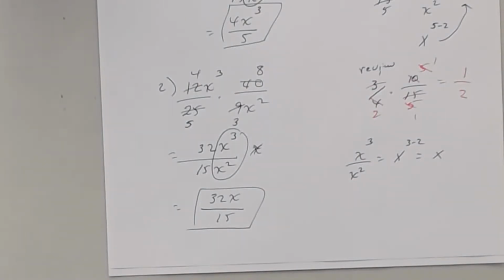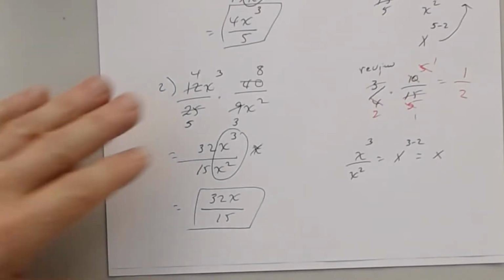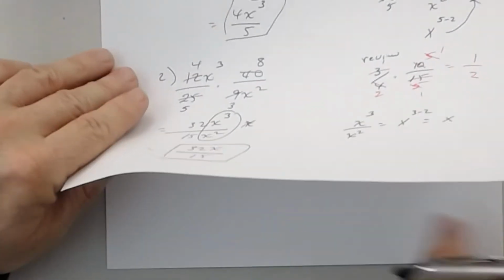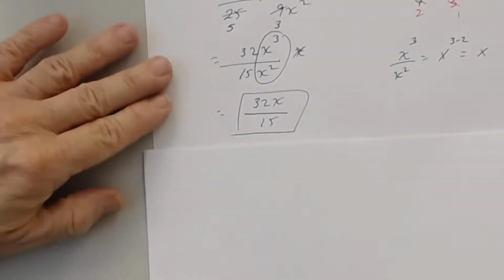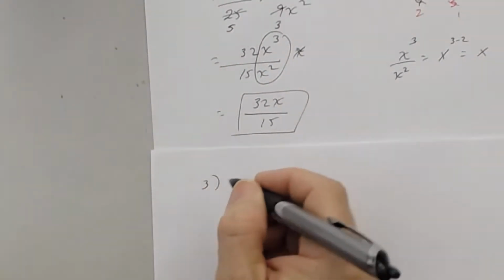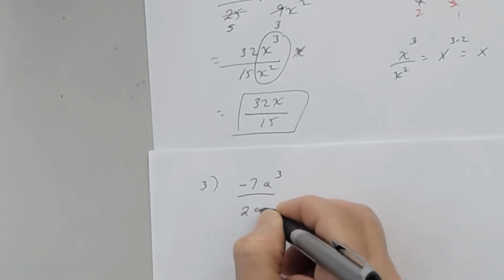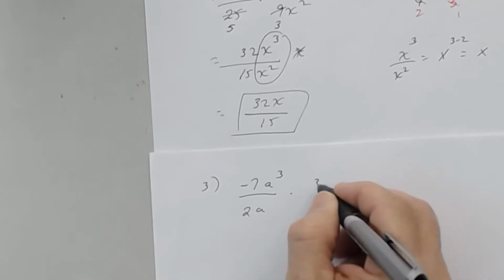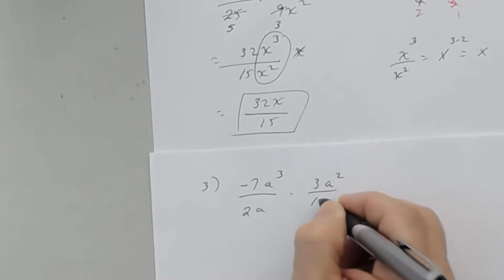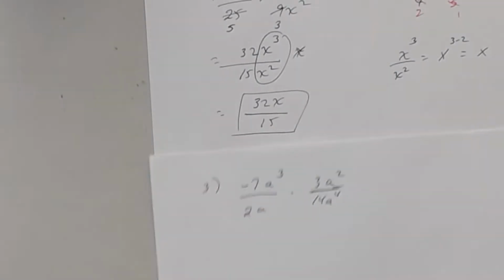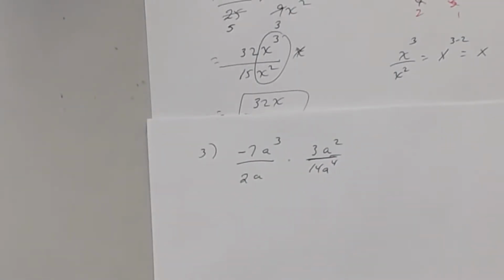All right, number 3. You have negative 7a cubed divided by 2a times 3a squared divided by 14a to the 4th. So negative 7a cubed divided by 2a times 3a squared divided by 14a to the 4th.